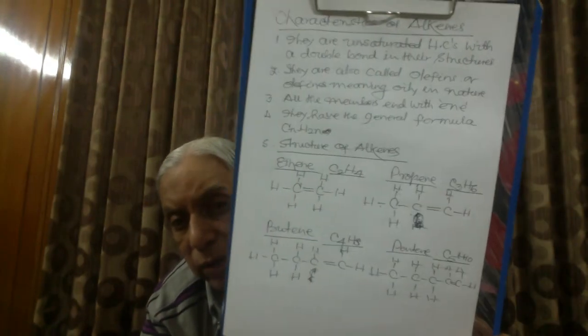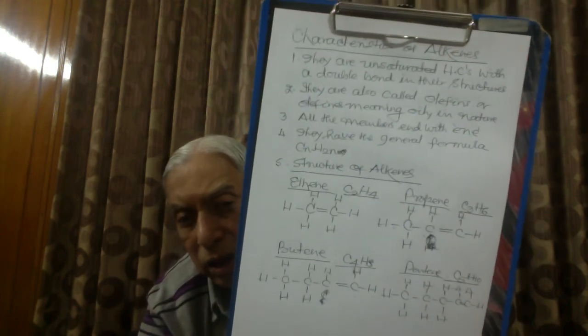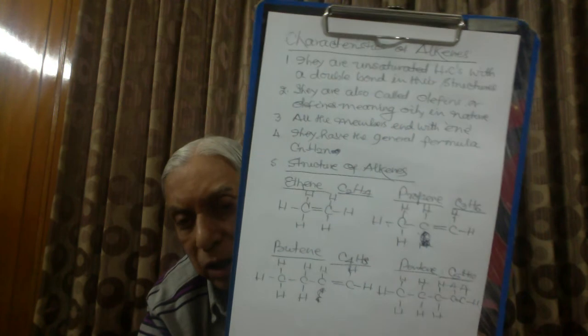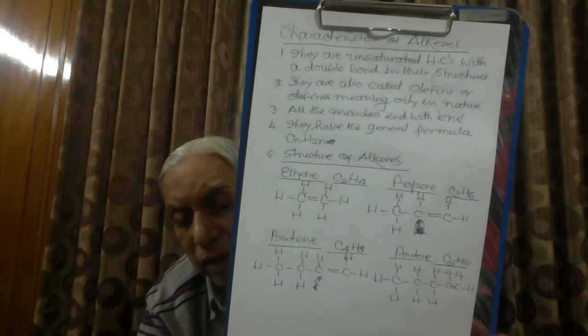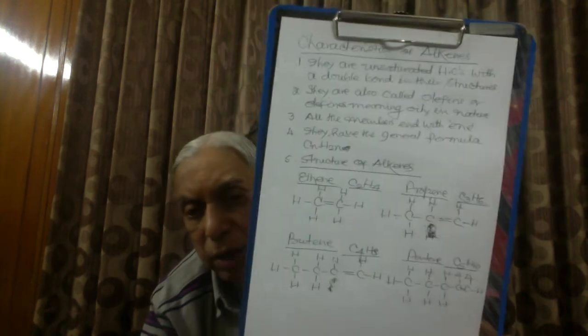Structurally, very important. The first one is ethene. Carbon double bond carbon. Adjacent to it, of course, hydrogen atoms are there. At the top, I have written two hydrogen atoms. At the bottom, it is not possible actually to write the hydrogen atoms.